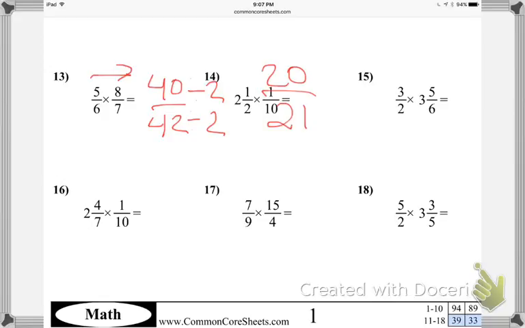I think again to see if I can simplify it any further. The only factors of 21 are 3 times 7, and 3 and 7 are not factors of 20. So my final answer is 20 over 21. Okay, I'm going to erase that.